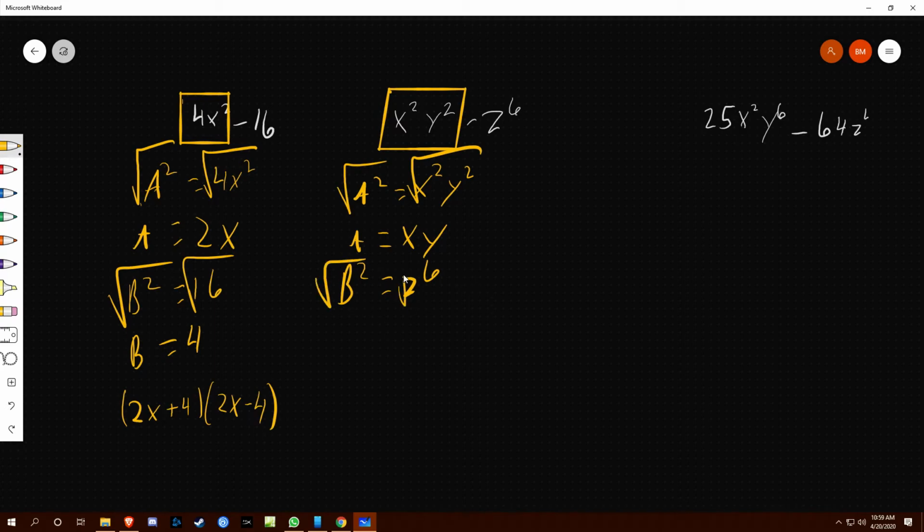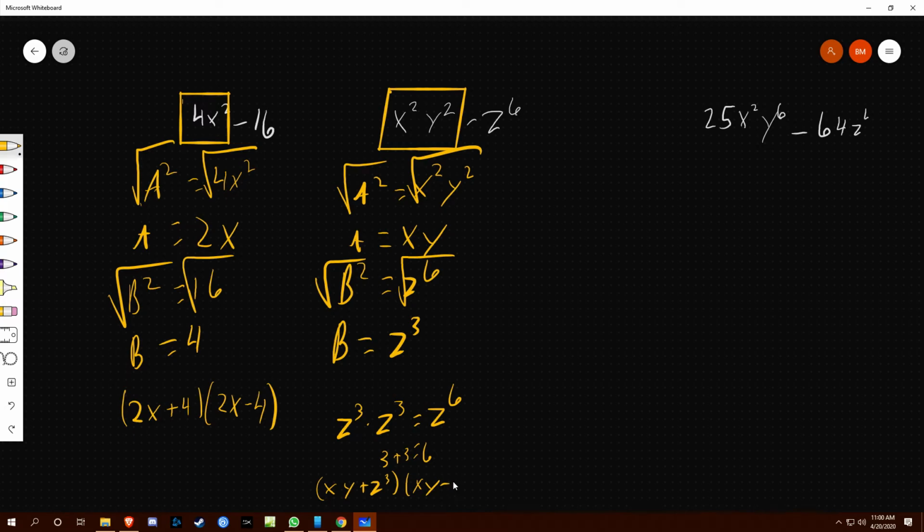I square root both sides. Well, the square root of z to the sixth is z cubed. How? Well, z cubed times z cubed equals z to the sixth because you add the exponents. So anytime you multiply the same base, they're both z's, two exponents, I go ahead and just add them. And then I have an a and a b. I can go ahead and down here on the bottom, it's xy plus z cubed, xy minus z cubed. Straightforward, simple.